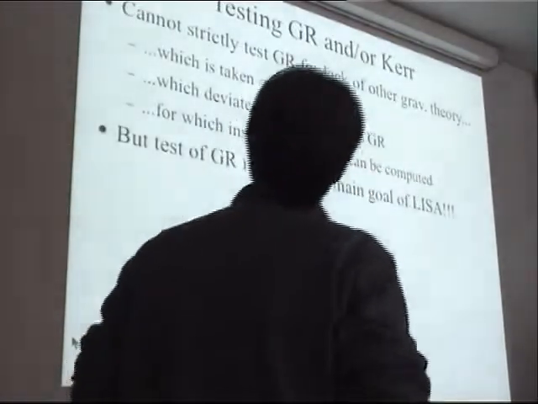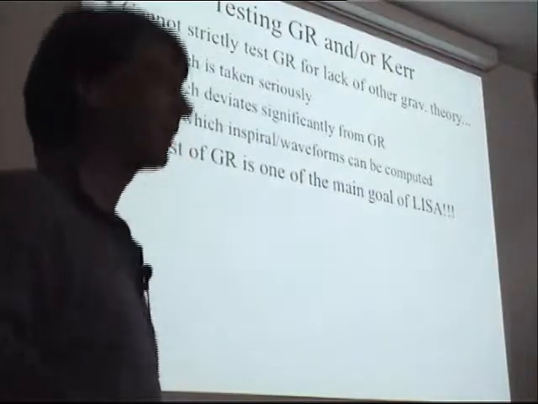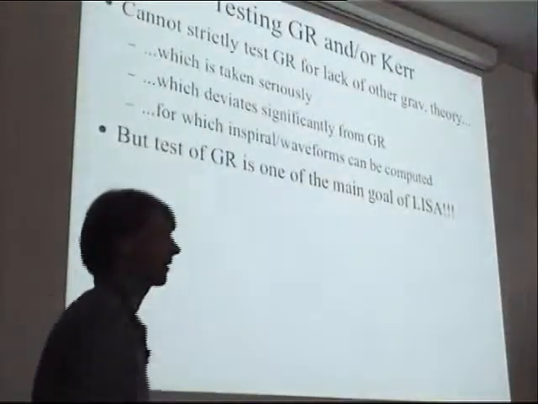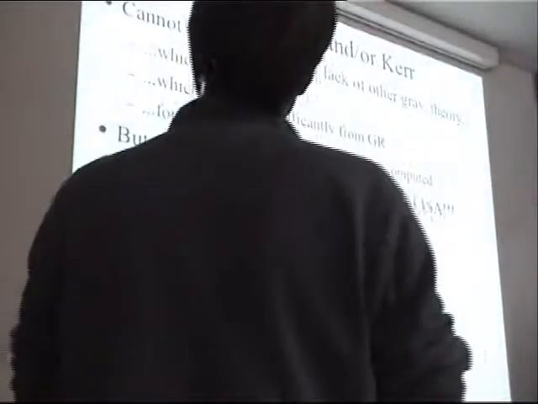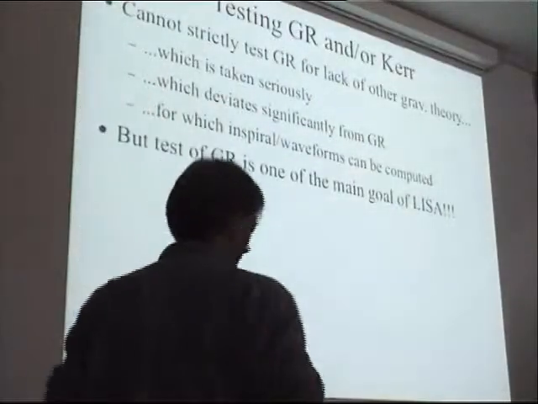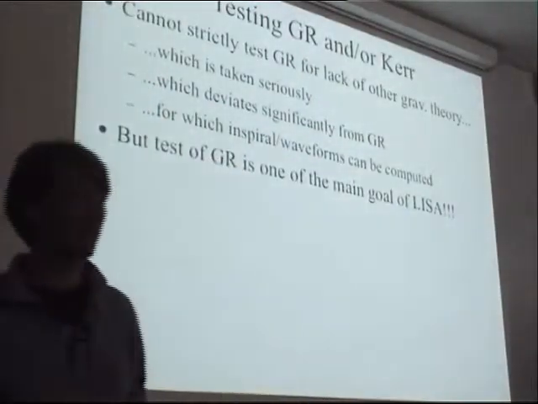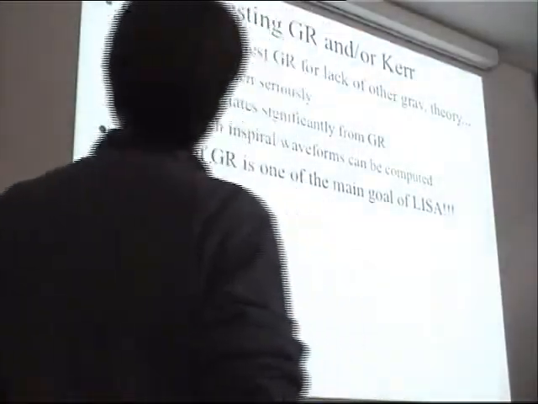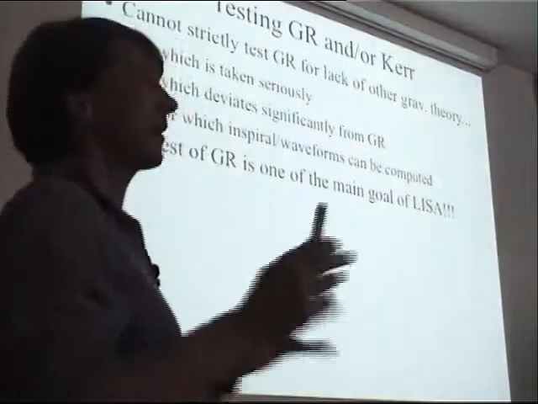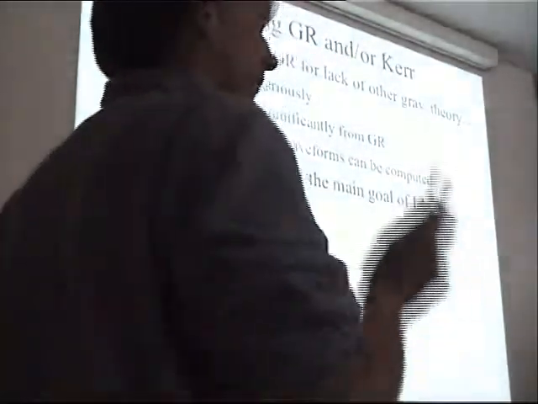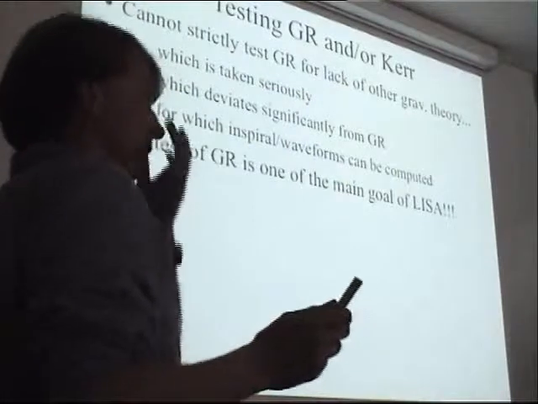Okay, now I get to the point where we have discussed a bit more than the other group, but where I'm not at all a specialist, so probably I will say a lot of wrong things. What I understood is that it's very difficult, maybe impossible or out of reach, to strictly test GR with EMRIs, because you want to compare with another theory and say GR is better than this other theory. That's what I understood people meant by a strict test, so to speak.